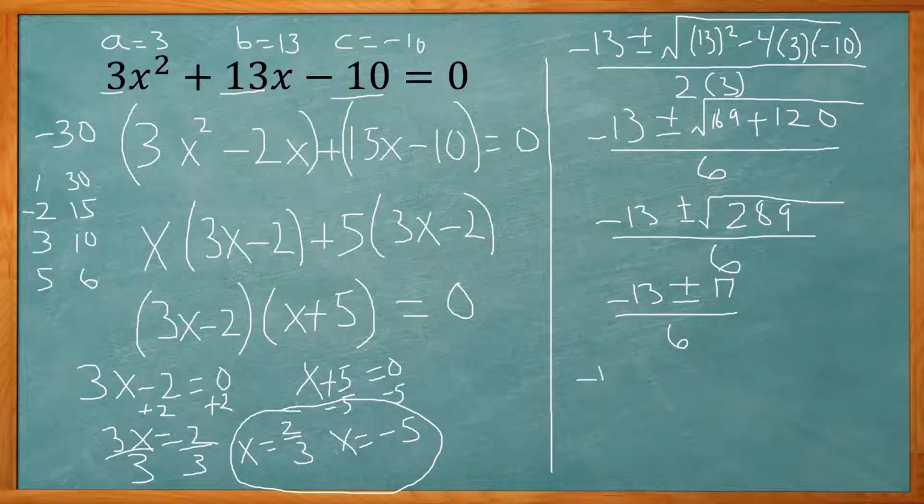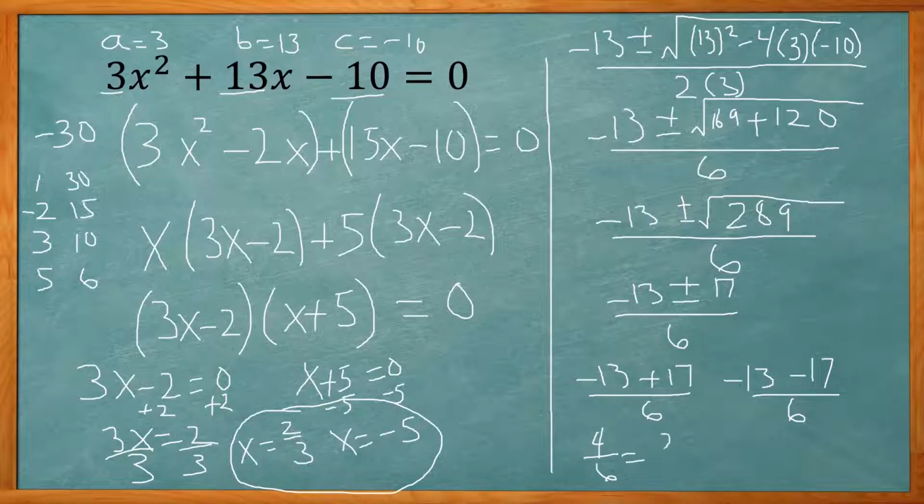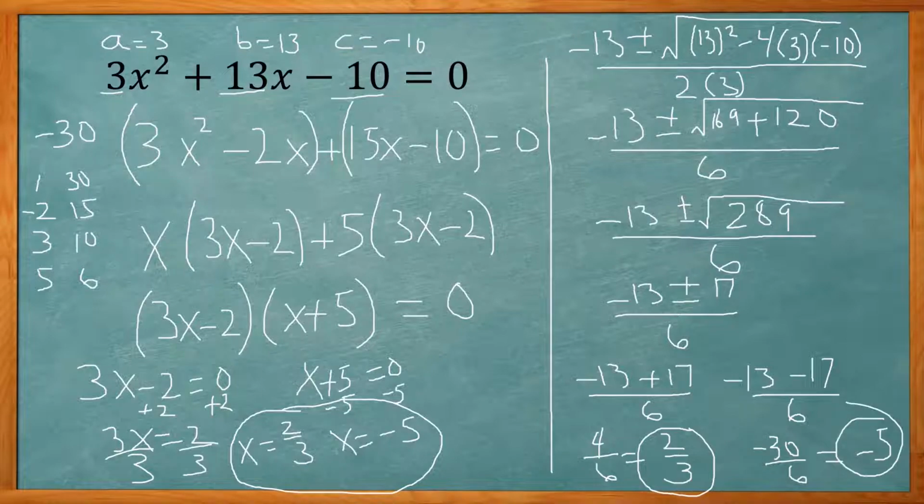So now we have two things here: negative 13 plus 17 divided by 6, and negative 13 minus 17 divided by 6. Negative 13 plus 17 is 4. So 4 divided by 6 reduces down to 2/3. And negative 13 minus 17 is negative 30 divided by 6, which will give you negative 5. So we get the same answers, x equals 2/3 and negative 5.